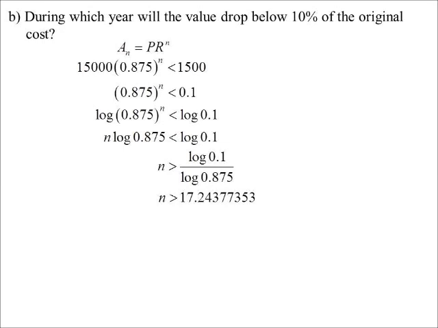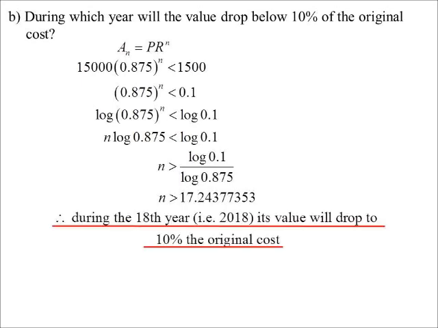So 17.24, they're saying during which year? Now, the reason I point that out is because it's tempting to say 17 because you round down, but remember it's saying n has to be bigger than 17.2. So you can't round down to 17. It's not going to have happened at 17. So it must be when it was 18. So the 18th year, which is this year.